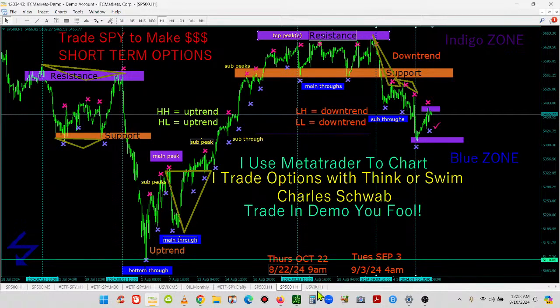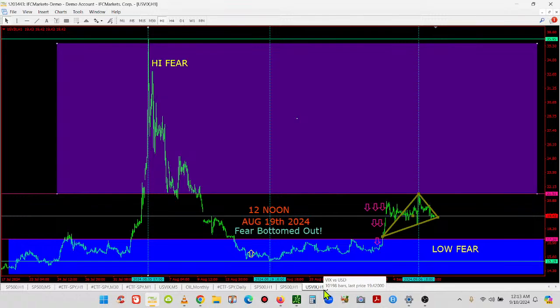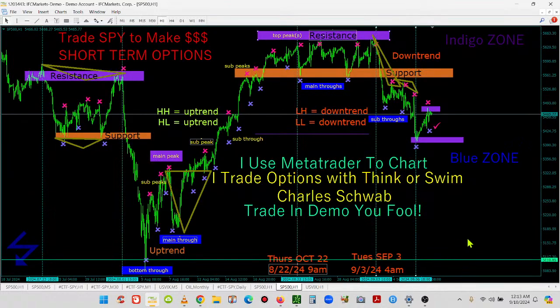Indigo zone or blue zone? So right now, we don't know. Okay, that's an hour of charting the S&P 500. I'm not going to delete this chart.